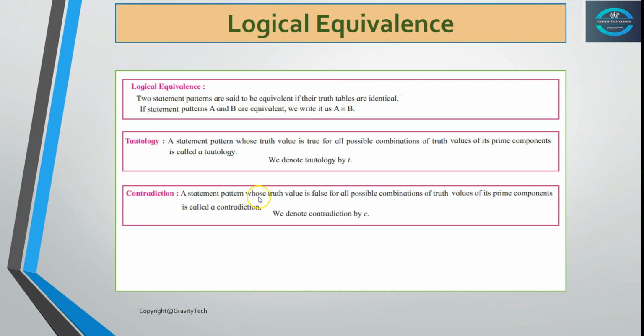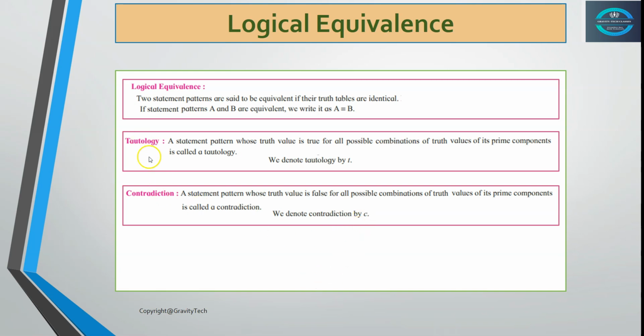So a statement pattern whose truth value is false for all possible combinations of the truth values of its prime components is called a contradiction. In a contradiction, all the possible values will be what? False, false, false, false, false. F, F, F, F, F. And that is denoted by C.